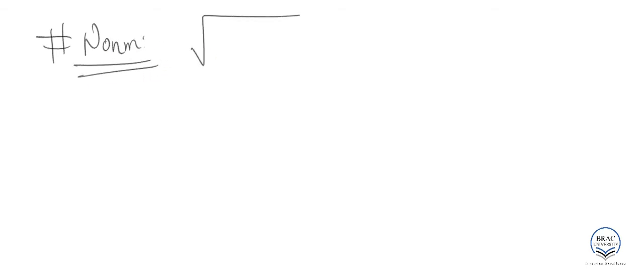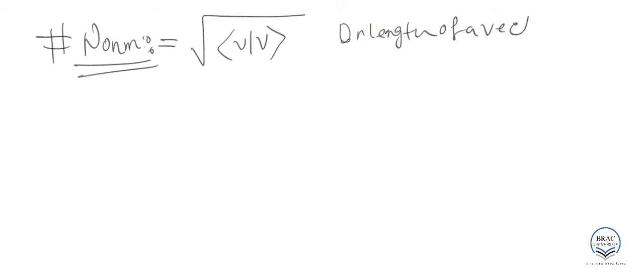And now, since we have talked about this notion of a norm, we finally define it formally. That is, the norm is defined as the square root of the inner product of a vector with itself. This is how it is defined. It's called the norm, or the length of a vector.